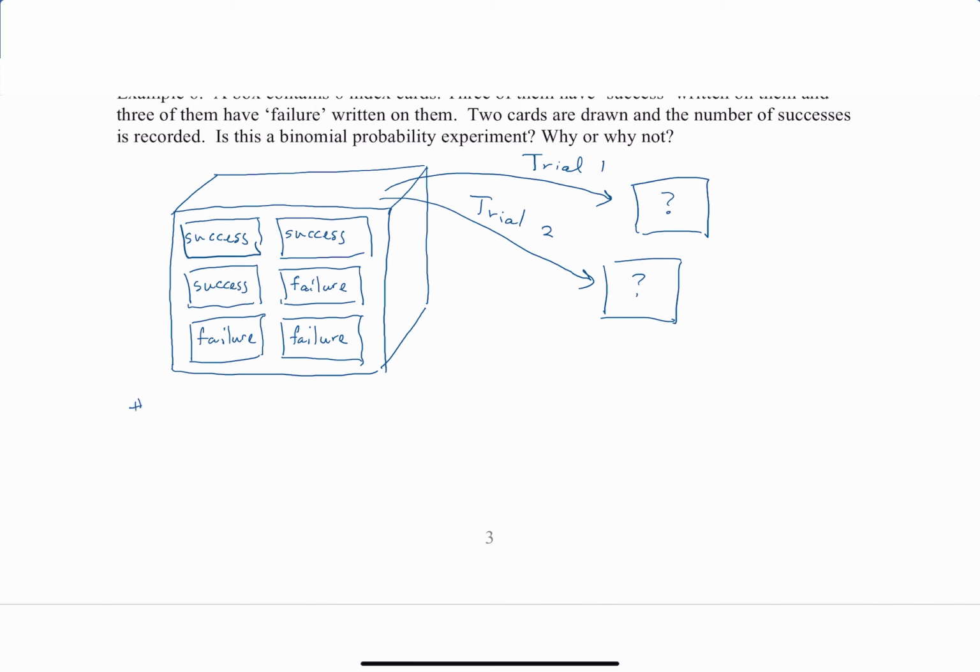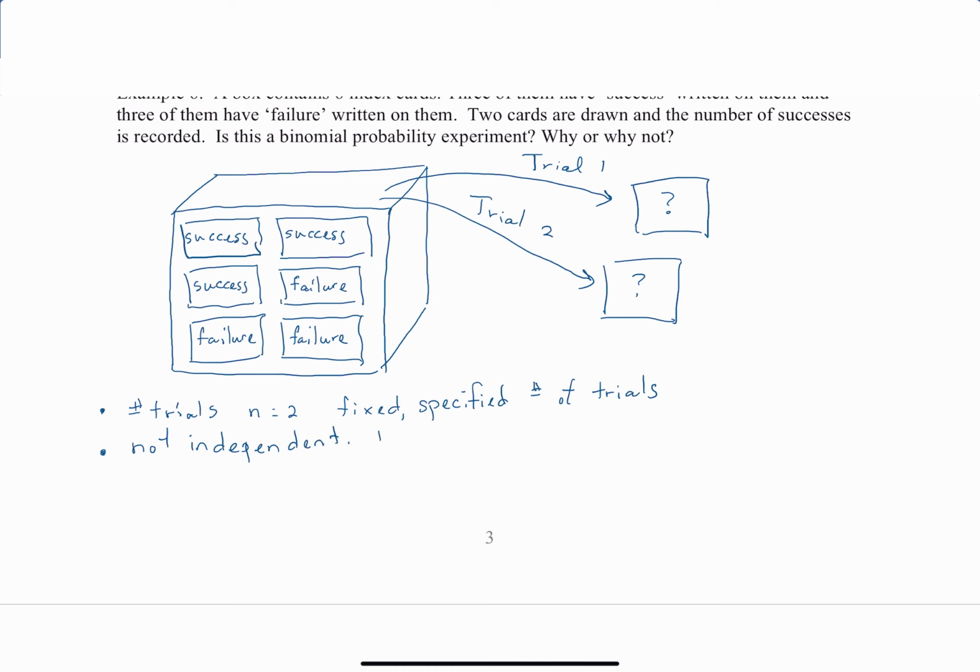We clearly have a fixed specified number of trials, n equals 2. Next, we need to know that those trials are independent. What do you think? Do you think they're independent? I don't think so. And here's why. So I'm going to say not independent.